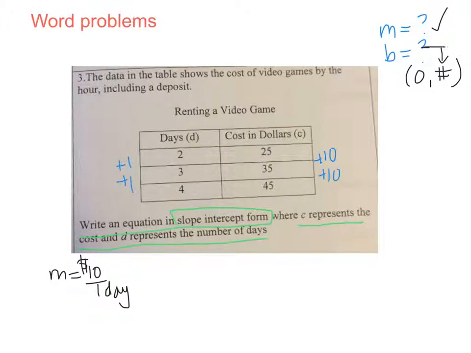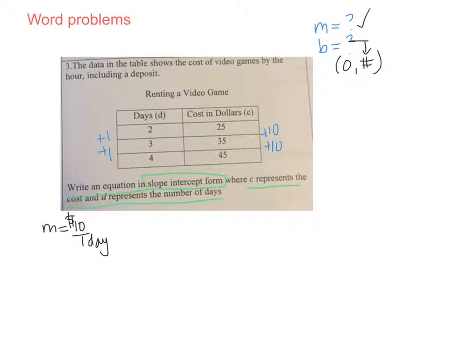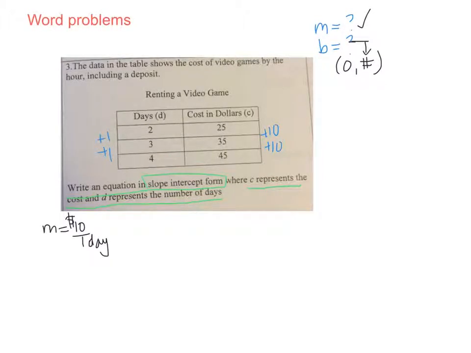Now, since I don't know what my b value is from the table, I have two choices. I could manipulate the table using the slope, or I could use one of these points and this slope to write the equation in point-slope form. So let's move this out of the way just a little bit.